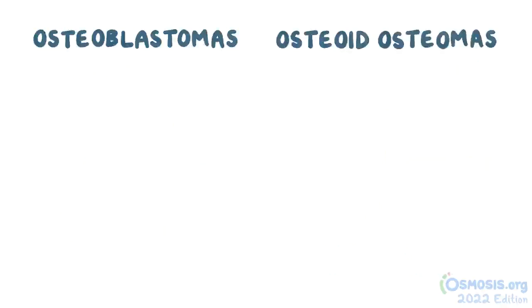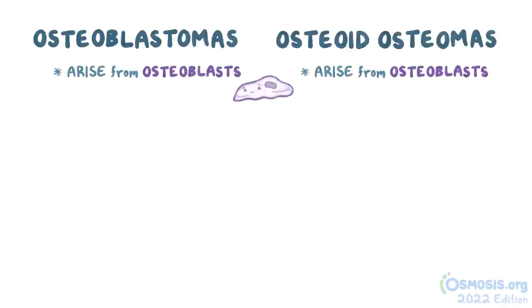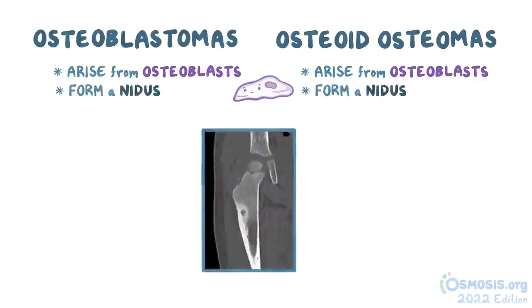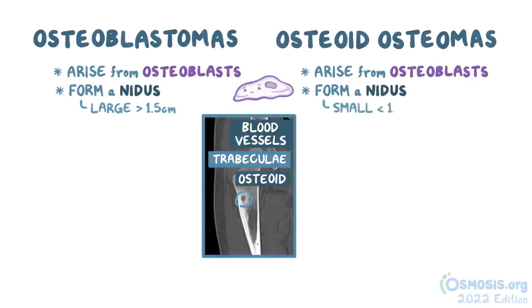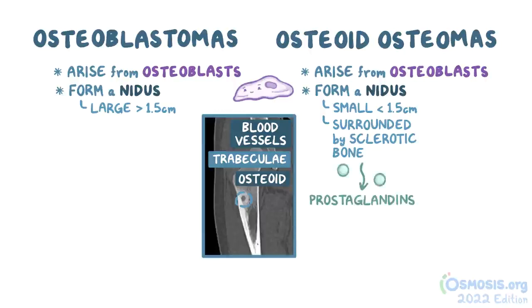Other benign tumors are osteoblastomas and osteoid osteomas, both of which arise from osteoblasts. Both of these tumors classically form a nidus, which is a disorganized mix of small blood vessels, tiny rods of bone called trabeculae, and unmineralized bony tissue called osteoid. In osteoblastomas, the nidi, which is plural for nidus, are large with a diameter of over 1.5 centimeters. In osteoid osteomas, the nidi are smaller than 1.5 centimeters in diameter and are often surrounded by a ring of sclerotic bone tissue.